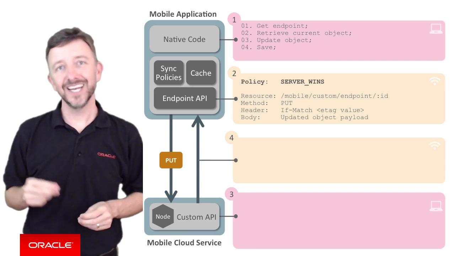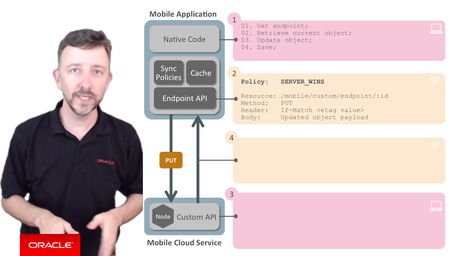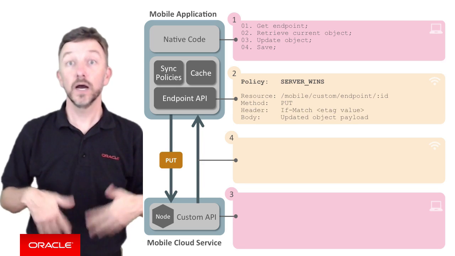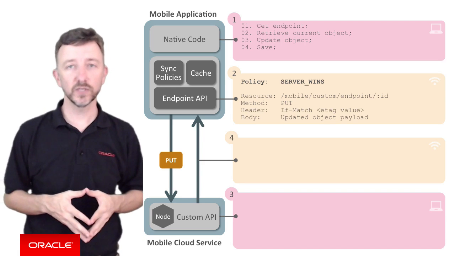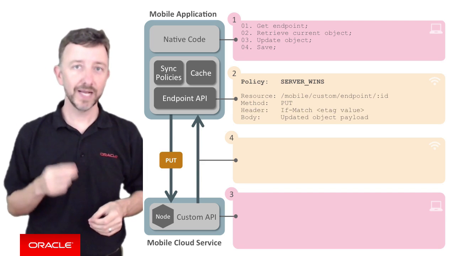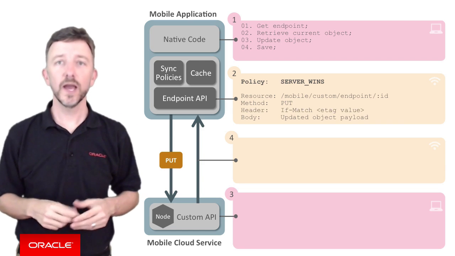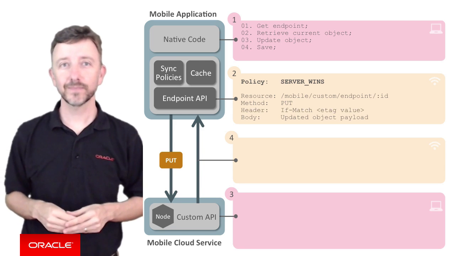The If-Match header and e-tag value is very important, as it indicates to the server that this isn't a client wins scenario where the client's update should overwrite anything on the server side. Rather, this is a server wins scenario where the specific If-Match e-tag value will be used by the server to determine what to do, and we're going to describe that next.